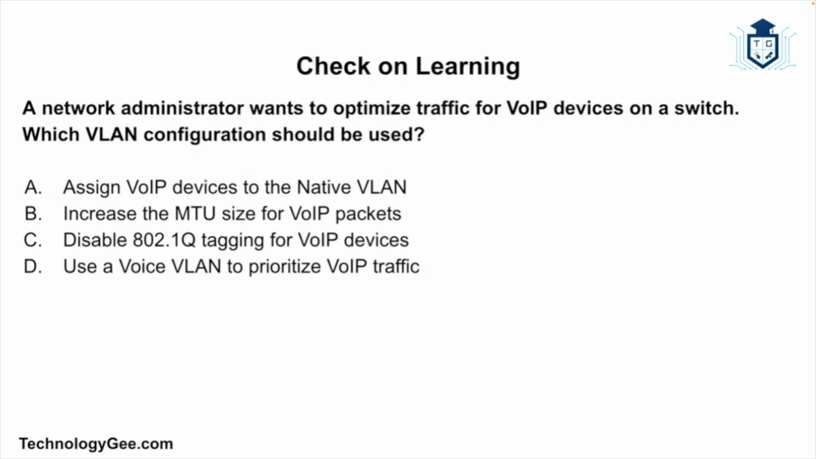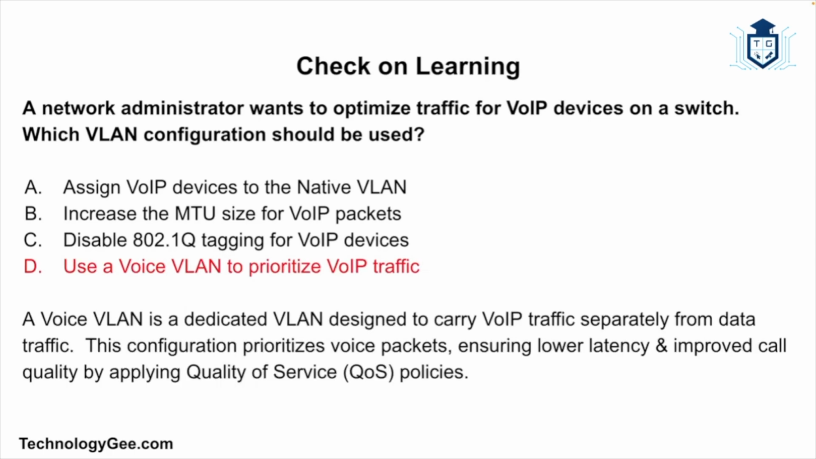And our final question, a network administrator wants to optimize traffic for voice over IP devices on a switch. Which VLAN configuration should be used? Would it be assign VoIP devices to the native VLAN? Would it be increase the MTU size for VoIP packets? Would it be disable 802.1Q tagging for VoIP devices? Or would it be use a voice VLAN to prioritize VoIP traffic?